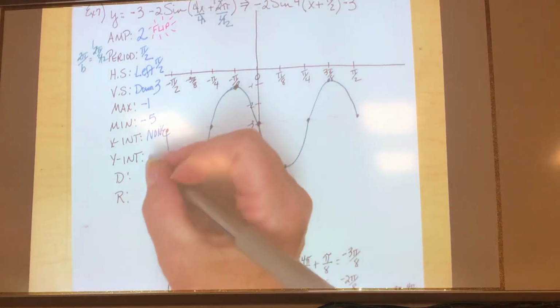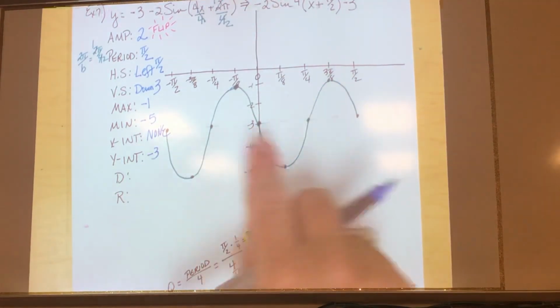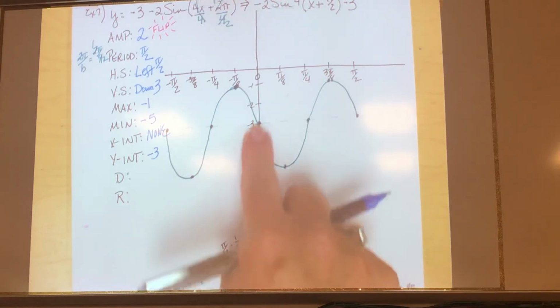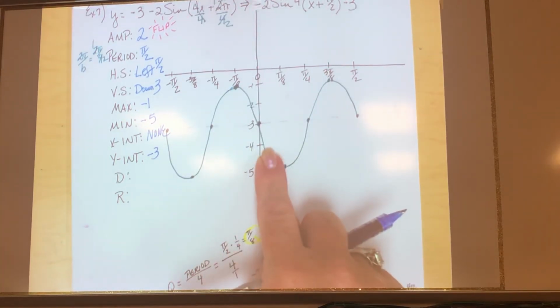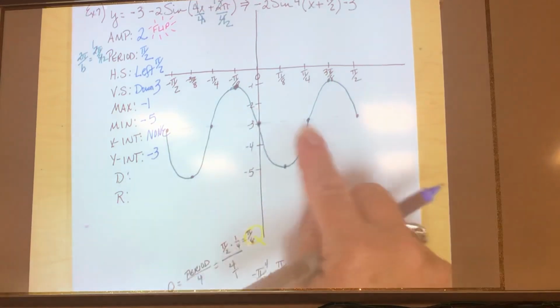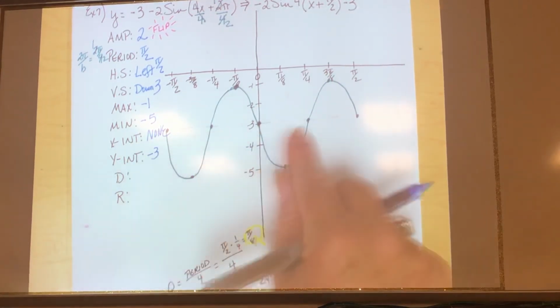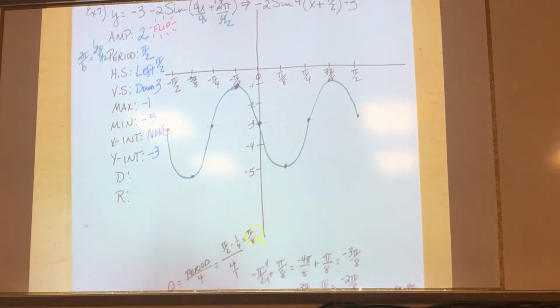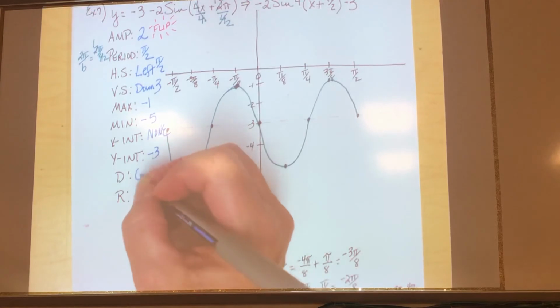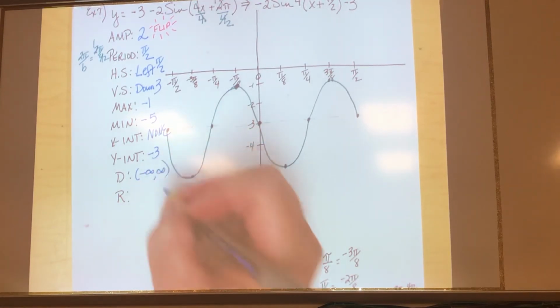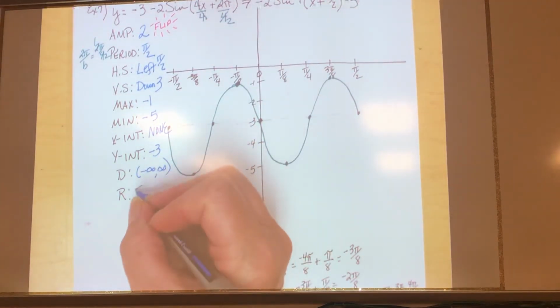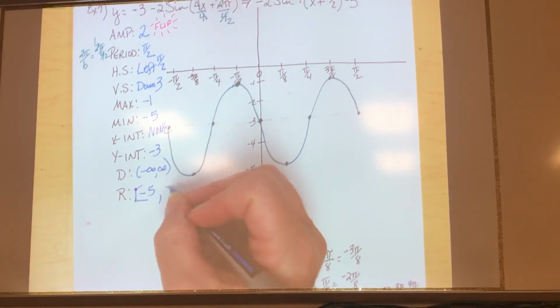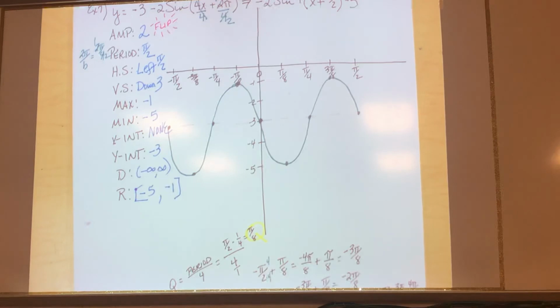-3. Now y'all remember what I said, sometimes when you put a horizontal shift in there, the y-axis will not be a tick mark, and it would just fall in between 2 integers, or something that you had marked. Domain: negative infinity to positive infinity. Range: -5 to -1, inclusive. You gotta do the smallest one first.